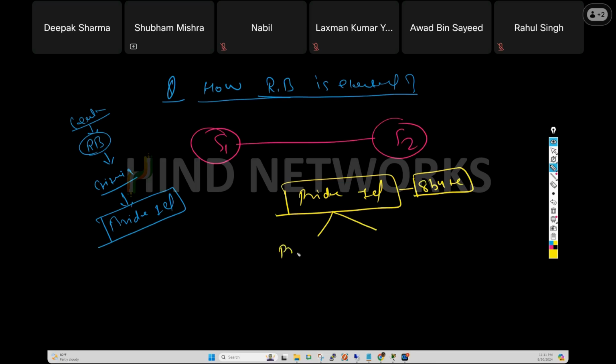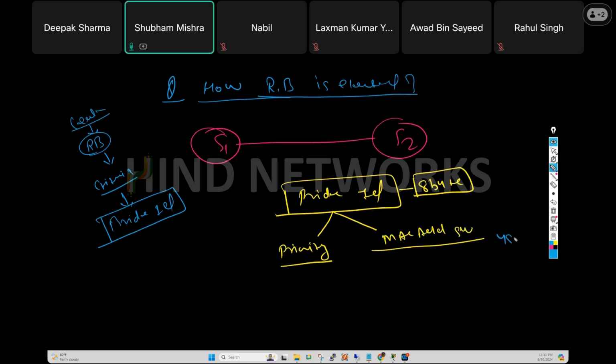Bridge ID is made up of two things. The first one is priority, and the second one is the MAC address of the switch. What is the size of a MAC address? I already told you, 48 bits. When you convert it into bytes, it is 6 bytes. So 6 bytes is the MAC address. 8 minus 6, how many bytes are left? 2 bytes. So 2 bytes is priority.